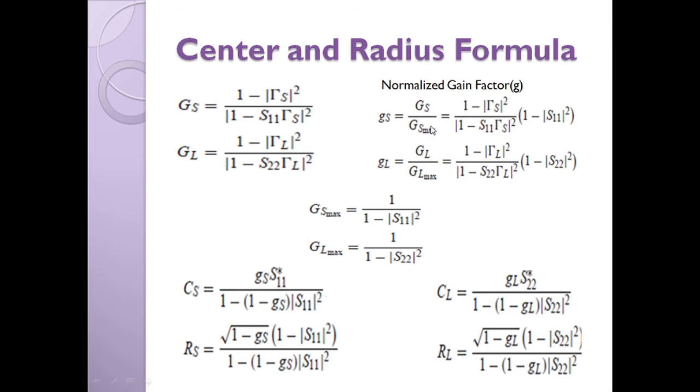Once I calculate that, I can get the center point of the source side gain circle: CS equal to GS S11 complex conjugate divided by 1 minus GS in the mod of S11 the whole square. RS represents the radius of the constant gain circle, and the formula is root of 1 minus GS into 1 minus mod of S11 the whole square divided by 1 minus GS in the mod of S11 the whole square. Based on these two, first I will find the center and radius of the circle for 1 decibel gain.